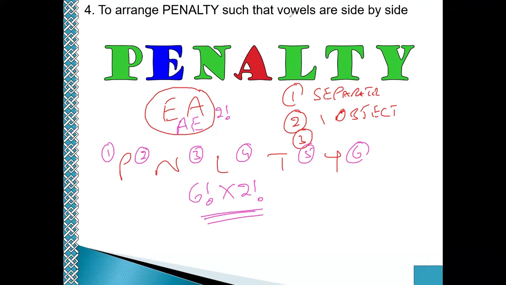To arrange PENALTY such that the vowels are always side by side: first step, separate the vowels. EA are the vowels. Second step, consider them as one object. Third step, try to arrange with the other objects, P, N, L, T, Y. Now EA can be placed before P, between P and N, and last, after Y. So 6 factorial into 2 factorial. So let's see how it works.